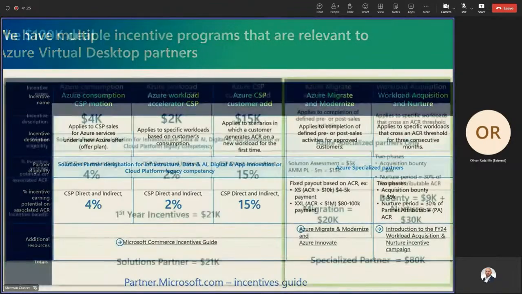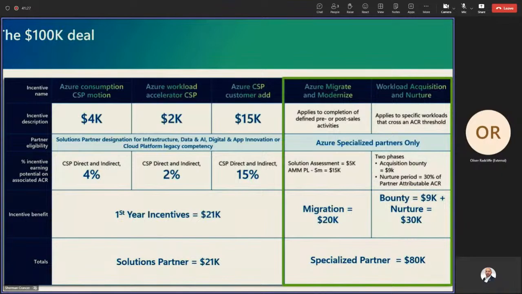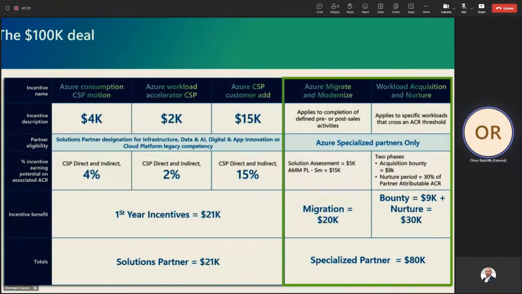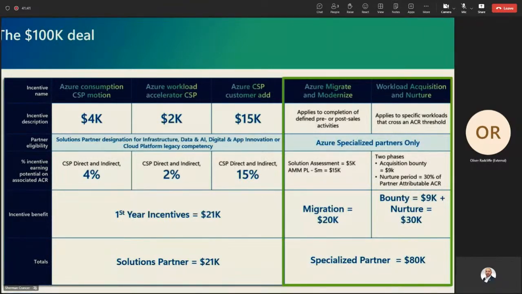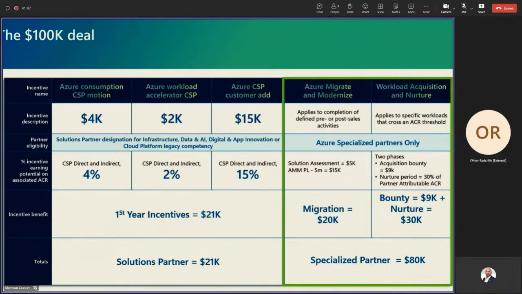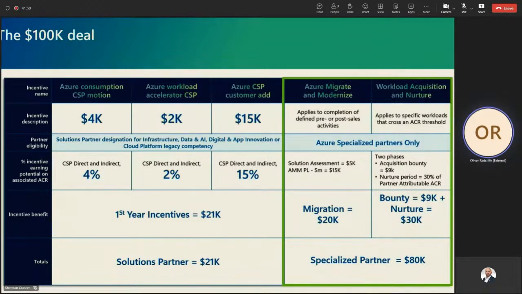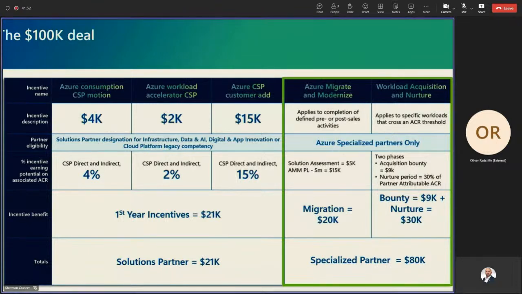Okay. So let's equate that to actual dollars and cents. So that's like 50 something percentage of the ACR plus an extra like 5,000, something like that. Yeah. And the $9,000 bounty. Oh yeah. Okay. So that $100,000 deal, you're getting like 50 grand. 80,000. Oh, 80 grand. Nice.